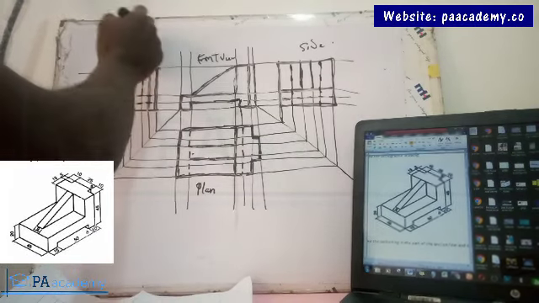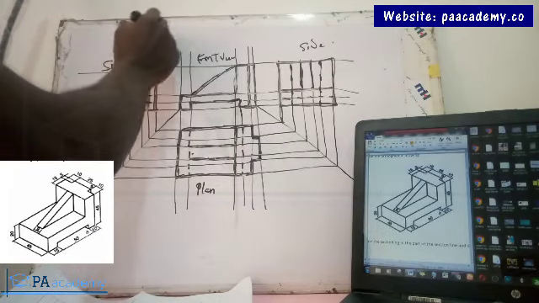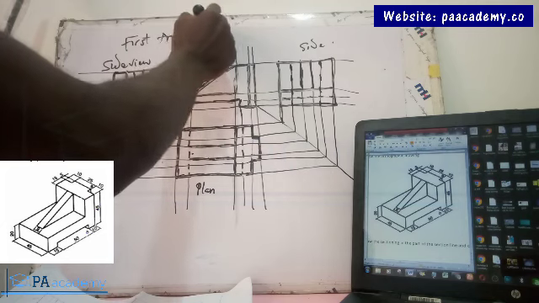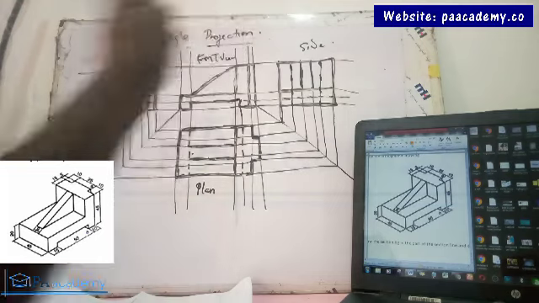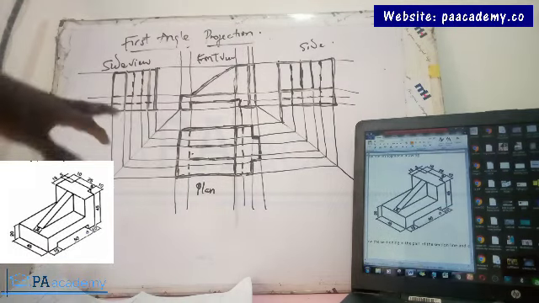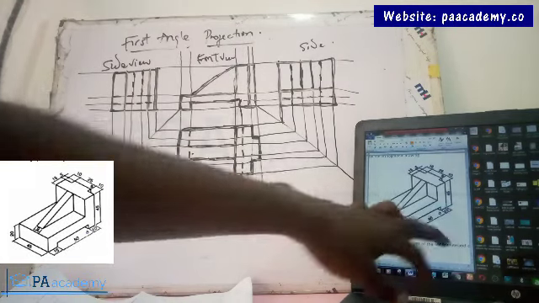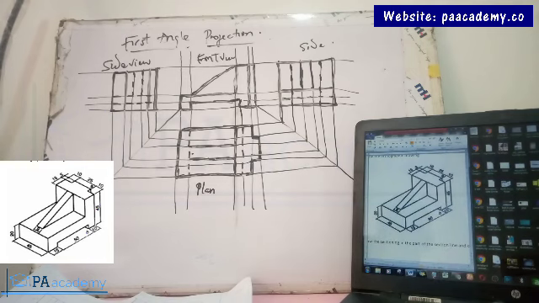So with this now, we've been able to do the first angle projection of this particular isometric drawing. So I hope it's clear.